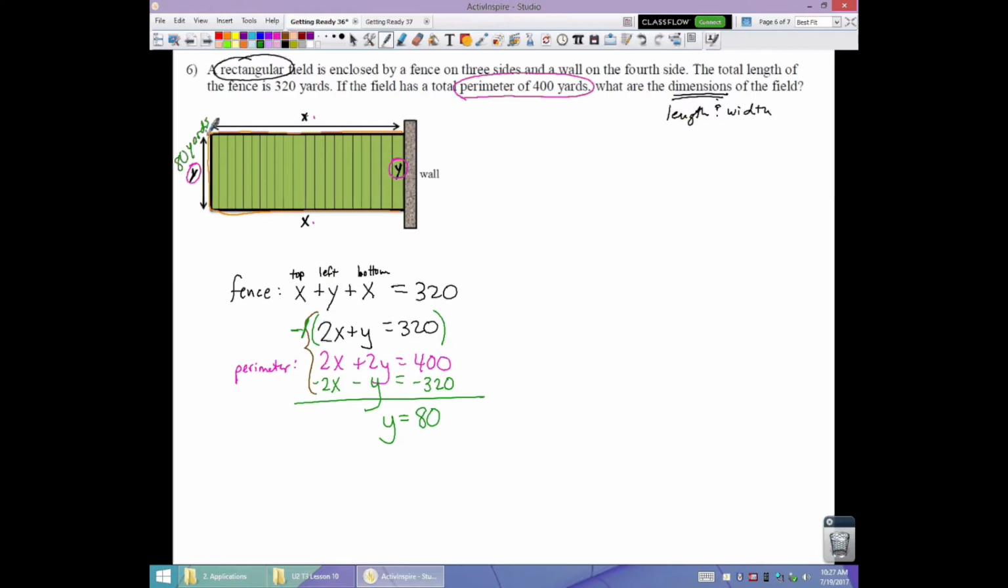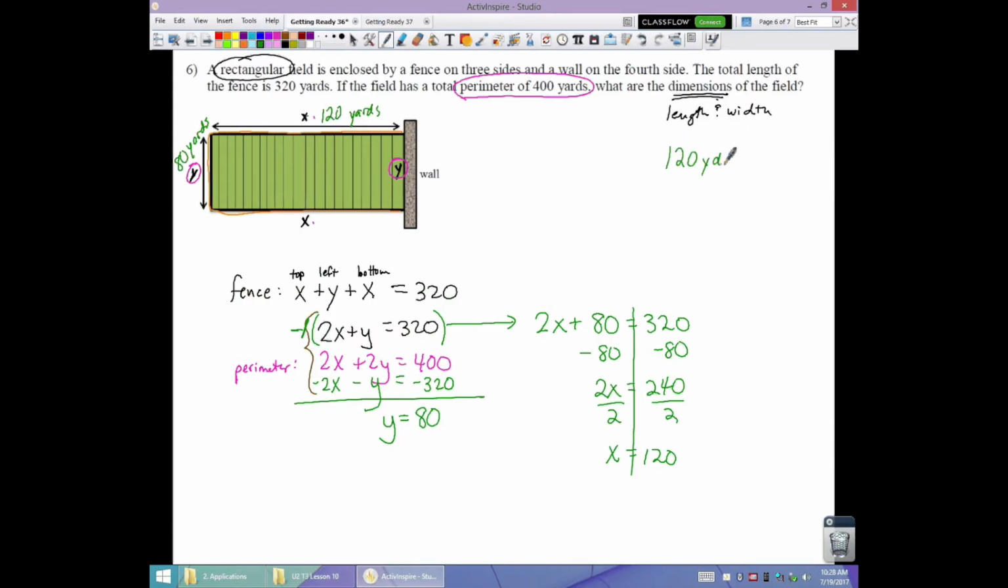How do I find the length? Well, I just need to substitute that 80 into any of the other equations. I'll choose this original one I wrote in black, the one about the fencing. So 2 times x plus y, we know y is 80, has to equal 320. Subtract 80 on both sides. So 2x is equal to 240. Divide by 2. X is 120. So 120 yards. So my dimensions, my length and width, are 120 yards by 80 yards.